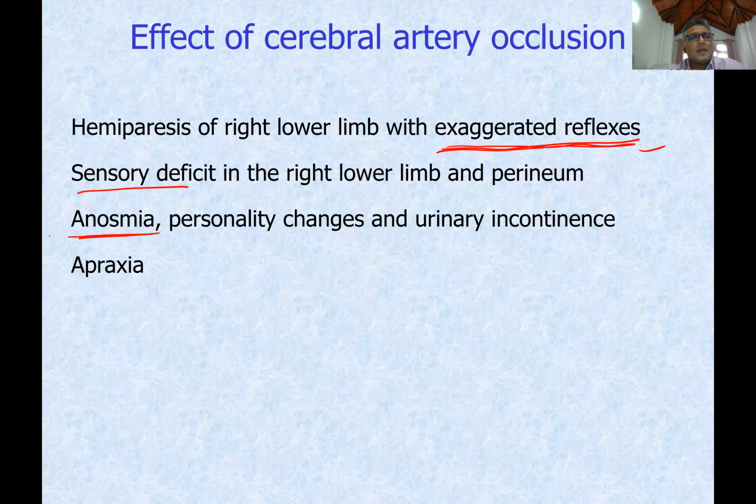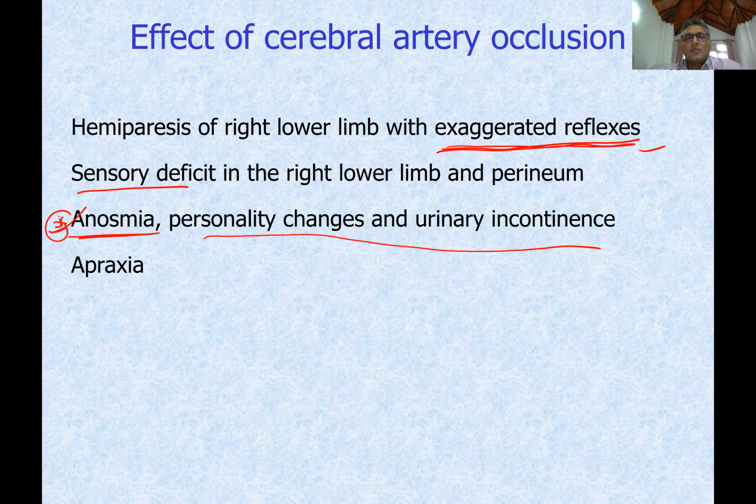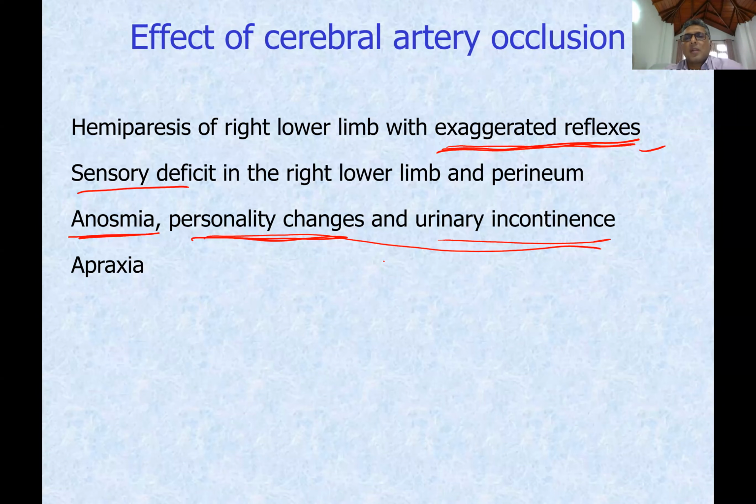Then anosmia is absence of smell sensation, and there are personality changes with urinary incontinence. The moment you see anosmia, that shows the inferior surface of the frontal lobe, because that is where you get the olfactory bulb and olfactory tract. Even though there is no specific area, the inferior surface of the frontal lobe is responsible for smell, at least partly. Personality changes and urinary incontinence are well known for frontal lobe lesions. If you get frontal lobe tumors, you get urinary incontinence and personality changes. So this indicates the frontal lobe again.